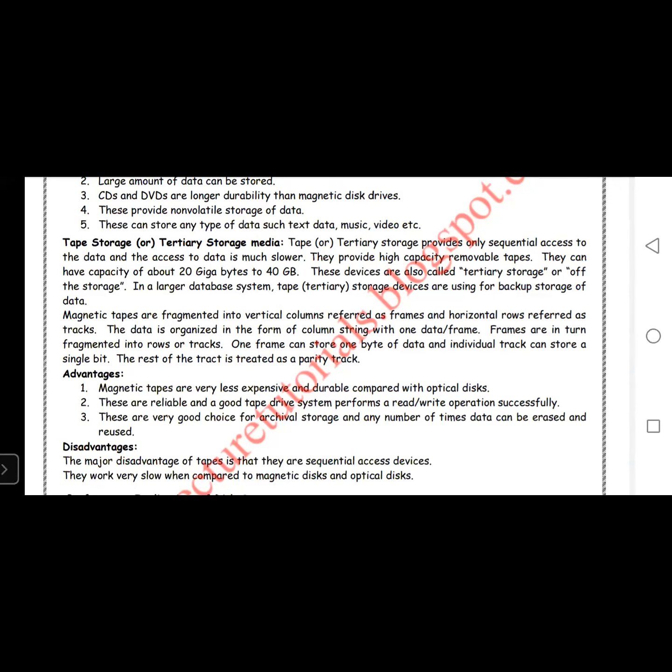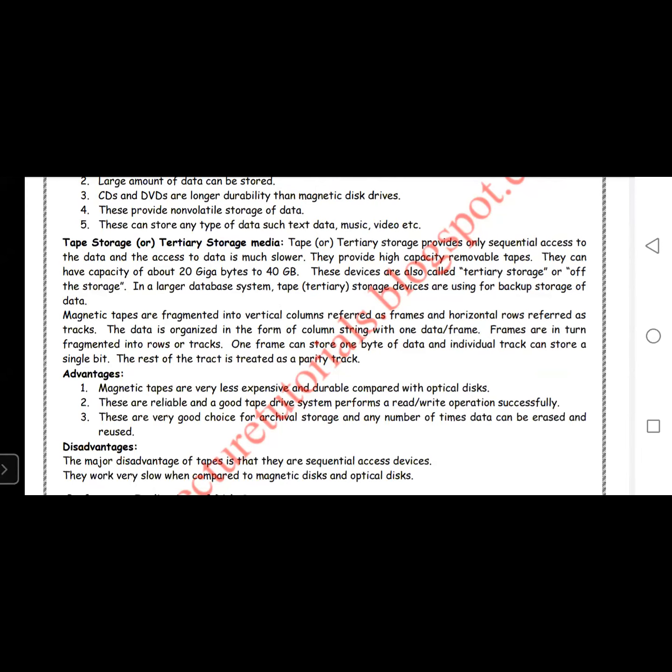Next, the data is organized in the form of column strings, with one data frame. Frames are fragmented into rows or tracks. One frame can store one byte of data. An individual track can store a single bit. The rest of the track is treated as the parity track.